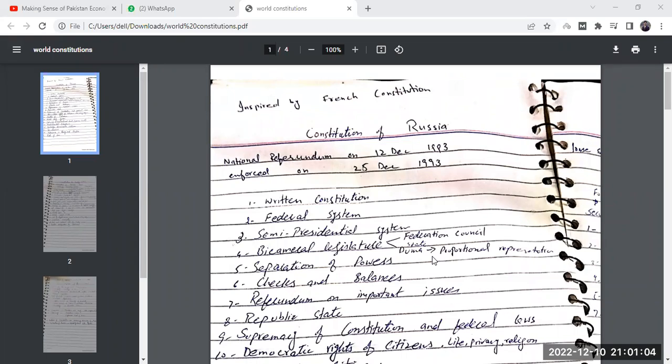तो bicameral legislation है, separation of power है, legislature, executive and judiciary is separate, checks and balances का system है, there is a referendum on important issues. As you know, there is a tradition of referendum in the French constitution. So the same thing is with Russia, on important matters they are going to hold a referendum.